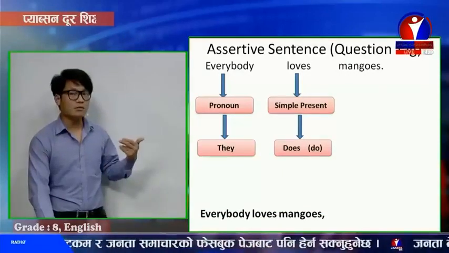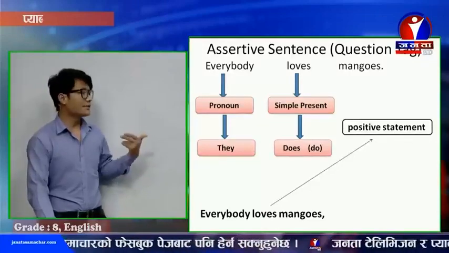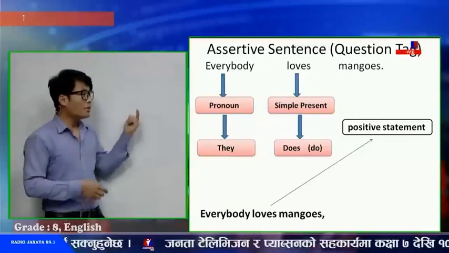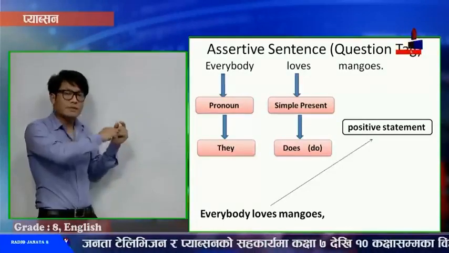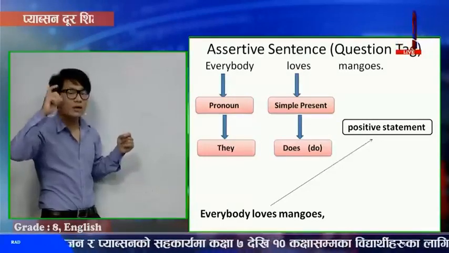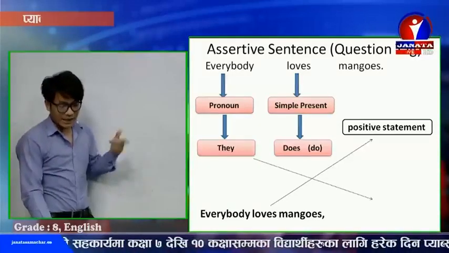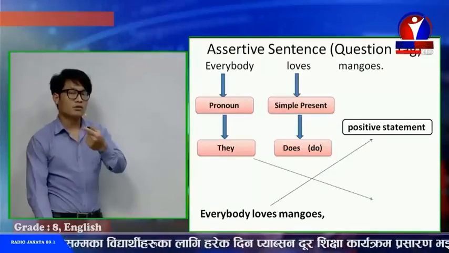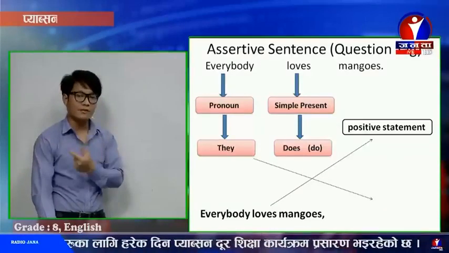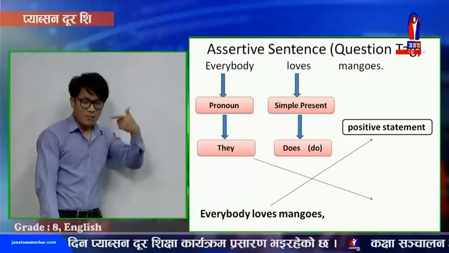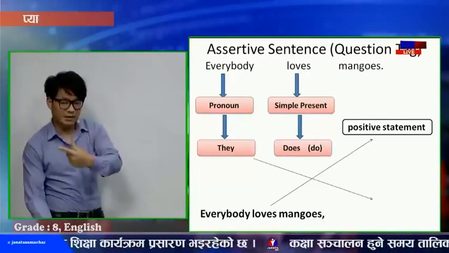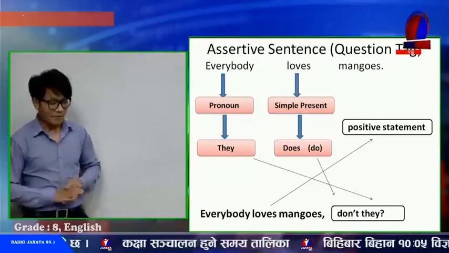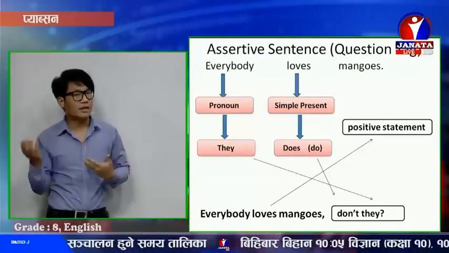"Everybody loves mango." This is a positive statement, and now the question tag should be negative. Everybody changes into the pronoun they, and they takes which auxiliary verb, do or does? Obviously they takes do. As this is a positive statement, the question tag should be negative. That's why we write don't they. Everybody loves mango, don't they?